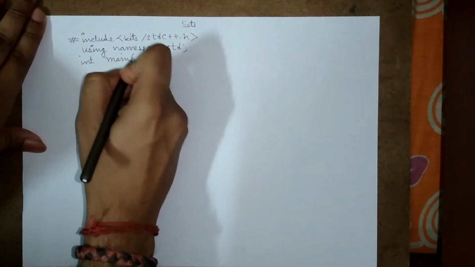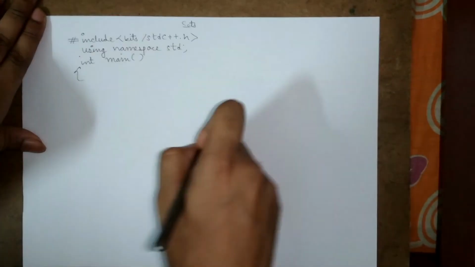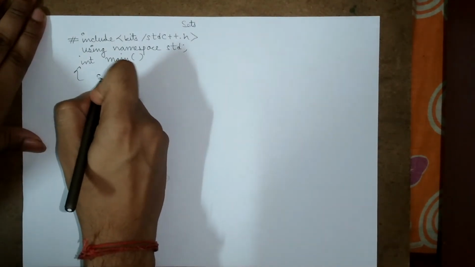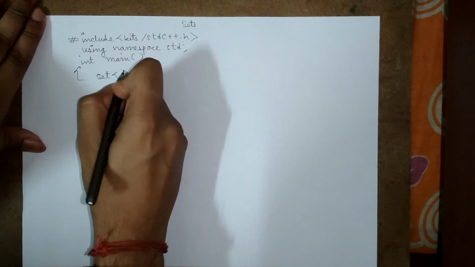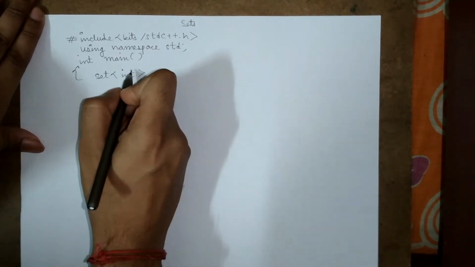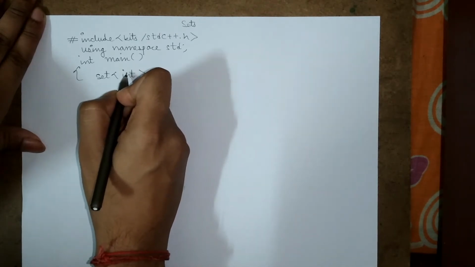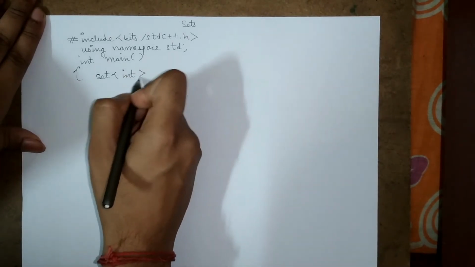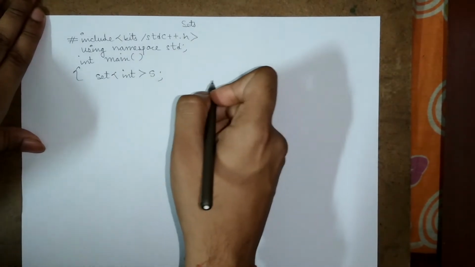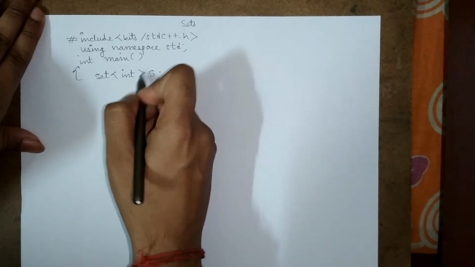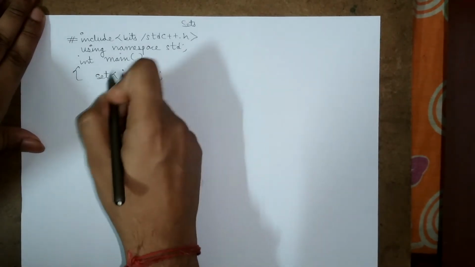At first we'll see how to declare a set. To declare a set you first write set, which is the name of the container, then the data type you want inside angular brackets. I want the integer data type because it will be much easier for explanation. Then you write the name of the variable with which you want to represent your container. So s is a set which will contain only integers.